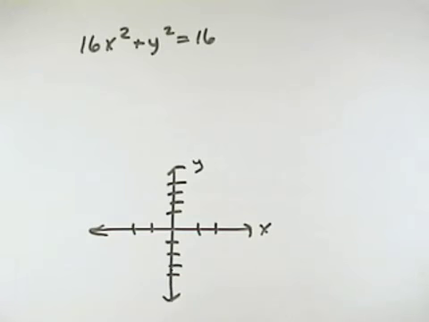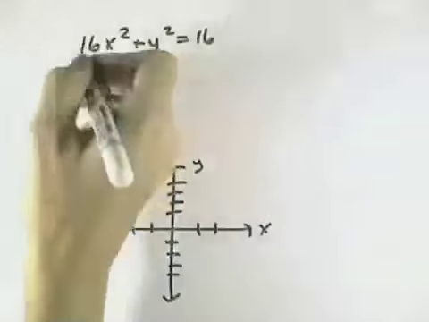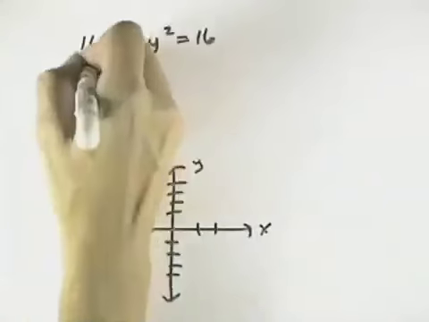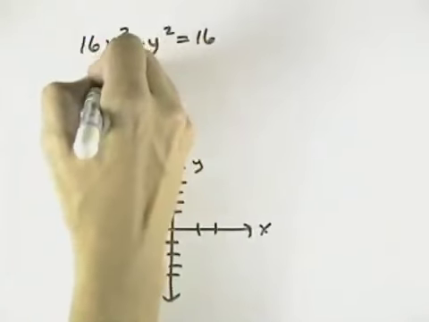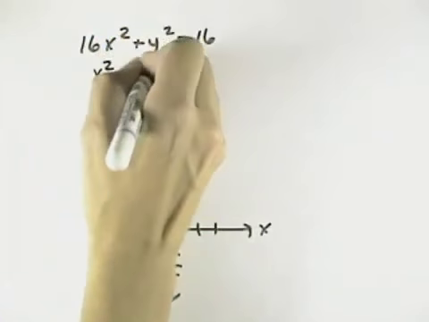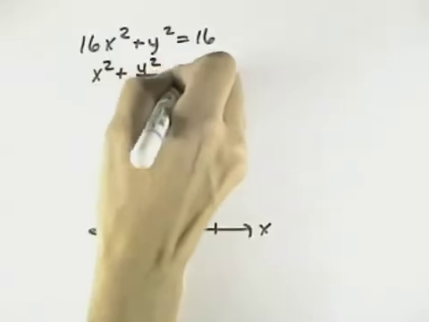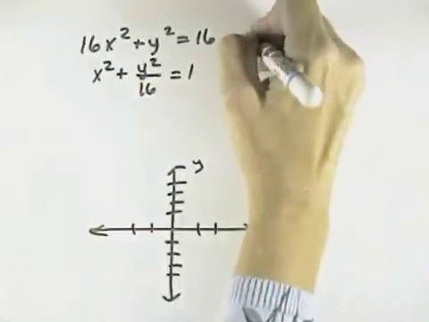Here we want to determine what type of graph this particular equation will be. Because of the constant in front of x squared, it doesn't fit any equation yet. But if we divide everything by 16, we'll get x squared plus y squared over 16 equals 1. And now we can see that it fits the form of an ellipse.